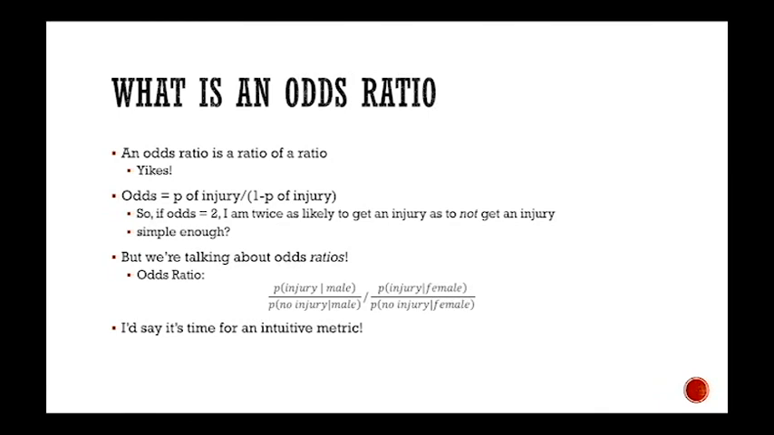But then we're talking about odds ratios. So for example, one odds ratio might be the probability of injury given that you're male divided by the probability of no injury given that you're male, divided by the probability of injury given that you're female divided by the probability of no injury given that you're female. That's a lot of ratios going on there. So I'd say it's time for a more intuitive metric.